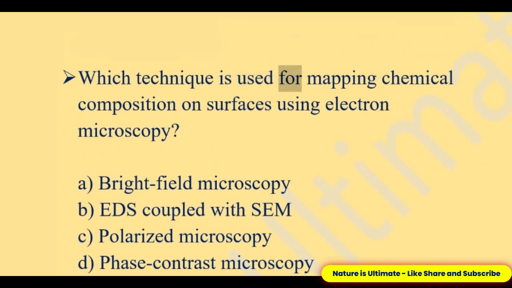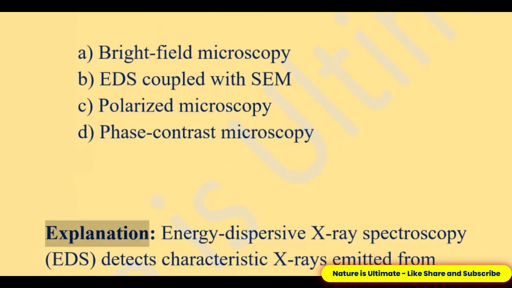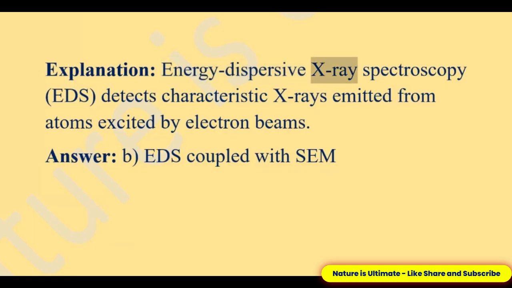Which technique is used for mapping chemical composition on surfaces using electron microscopy? A. Bright field microscopy. B. EDS coupled with SEM. C. Polarized microscopy. D. Phase contrast microscopy. Explanation: Energy dispersive X-ray spectroscopy, EDS, detects characteristic X-rays emitted from atoms excited by electron beams. Answer: B. EDS coupled with SEM.